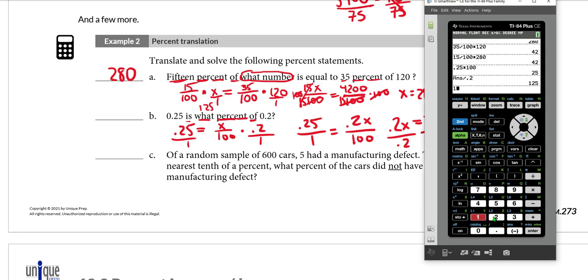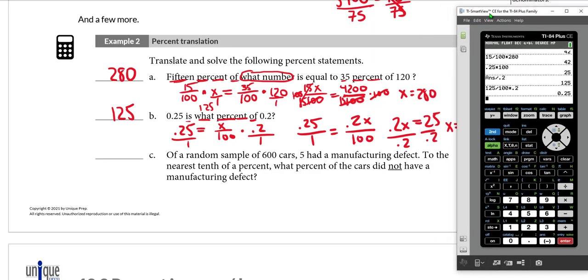Let me check it. 125% of 0.2, and indeed I get 0.25. So I know that x is 125%. On example 2C, down at the bottom, I have a random sample of 600 cars, 5 of which have a manufacturing defect, to the nearest 1/10 of a percent.